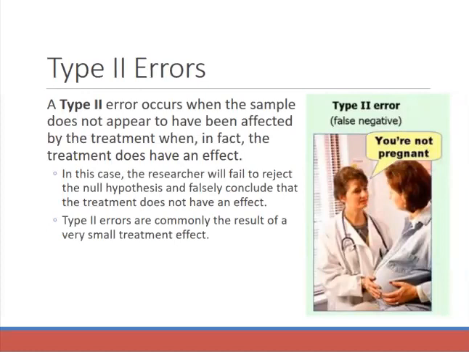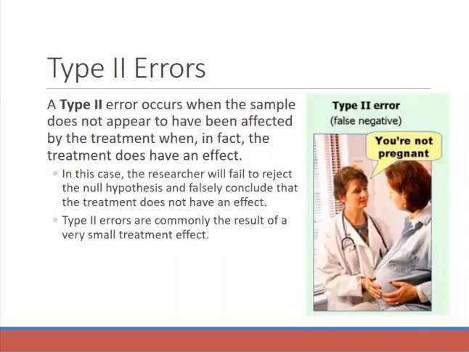Type 2 errors are essentially a false negative. So here we've got a doctor checking out this obviously pregnant woman and saying, oh, you're not pregnant, right? False negative. So this is when you conclude that there was no effect, but in fact, there really was an effect. So you fail to reject the null hypothesis, but the treatment actually had an effect.